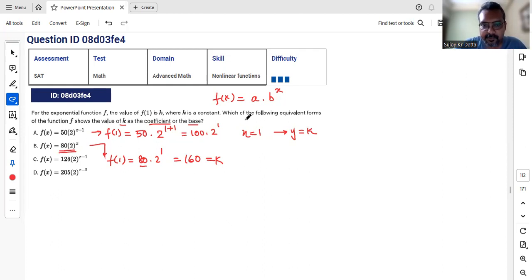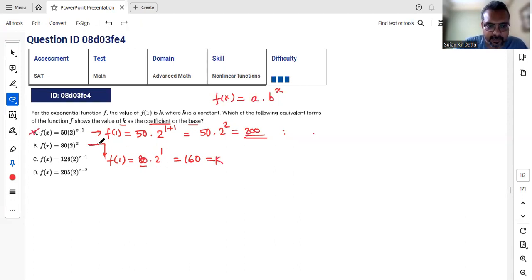What do they want? Focus on the question carefully. They want you to find out the value of k to be the coefficient or the base. What is that value of k? It is f(1). So that means the value of f(1) should be visible. So for example, if I were to explain once more, for the first one, f(1) comes out to be what? 50 times 2 squared. So that's 200. Is 200 visible as a coefficient or as the base? No. So this is not right.